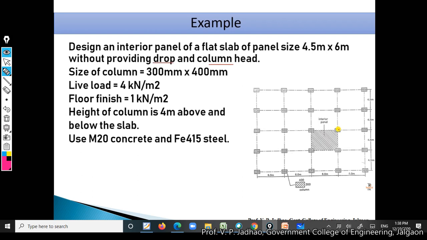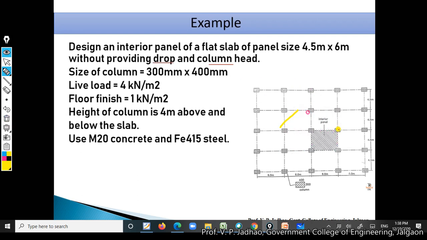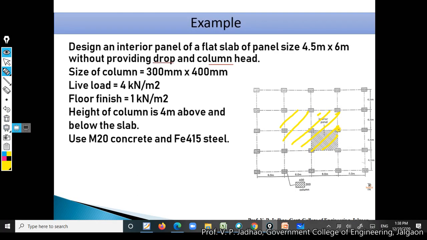So we have to design an interior panel like this. This is our interior panel. This will be an exterior panel, and this will again be an exterior panel. All these are interior panels, that is, the panels which have panels in all directions are considered interior panels. So we have to design this particular panel of a flat slab.